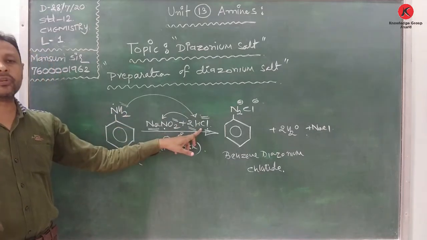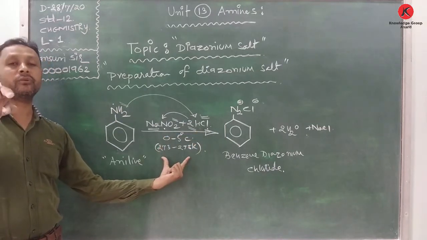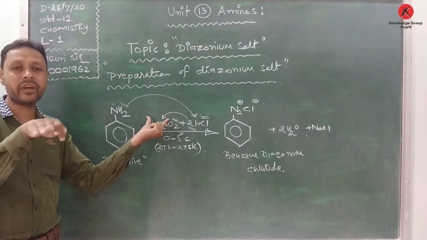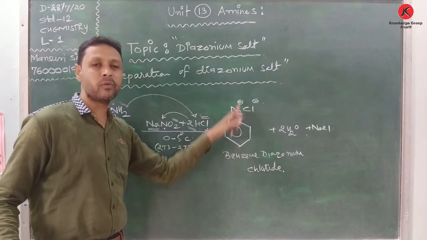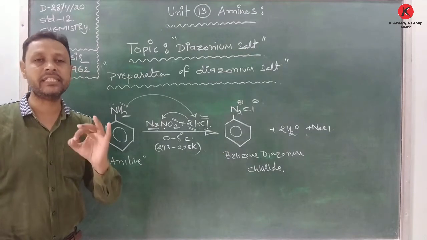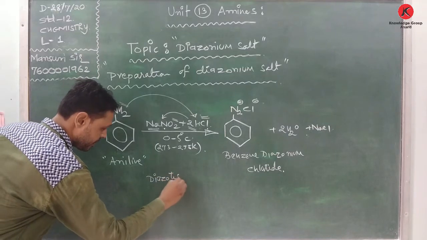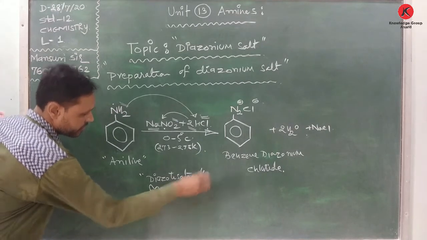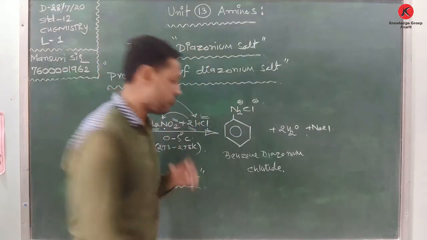So my reaction was this: when aniline is dissolved in hydrochloric acid and thereafter, by maintaining temperature 273 to 278 Kelvin and gradually adding sodium nitrite very slowly, benzene diazonium chloride is formed. This reaction is known as the diazotization reaction.